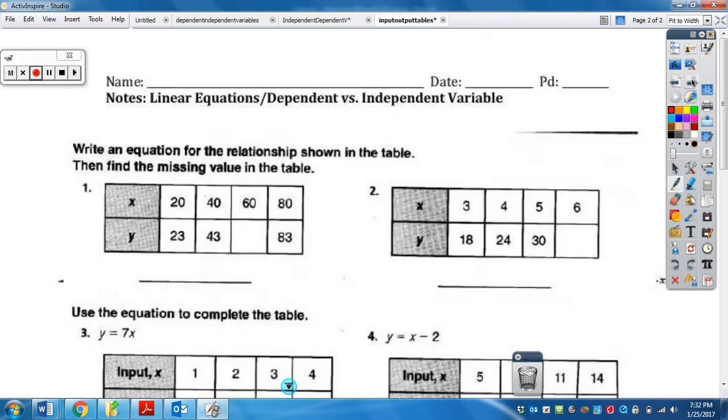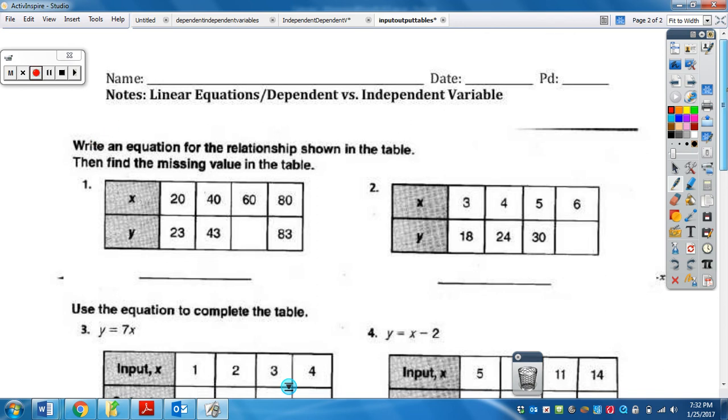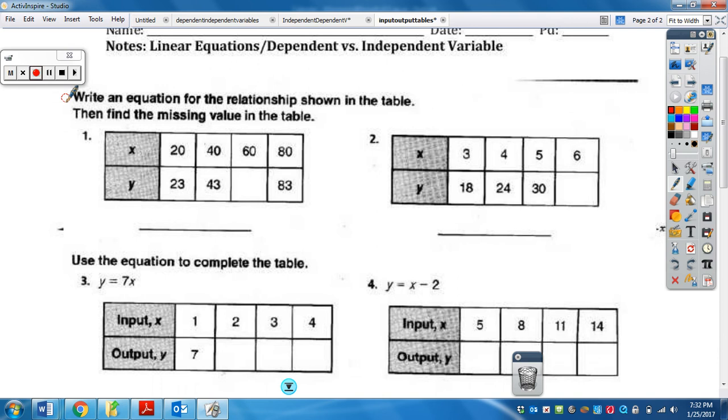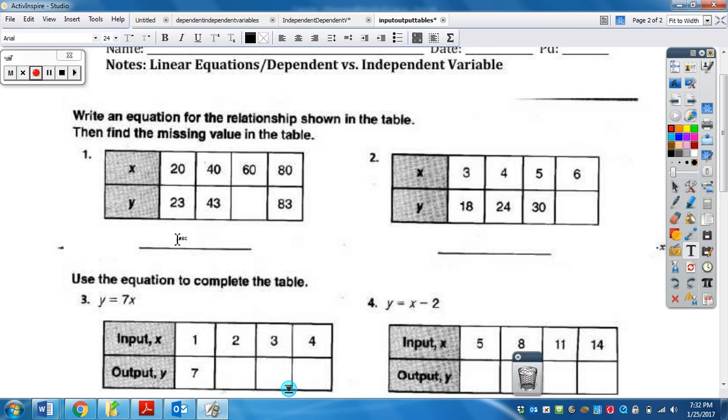So if you turn to the back of your paper, you should see something like this. Now, it says write an equation for the relationship shown in the table, then find the missing values in the table. So basically what we want to do is write an equation that says y equals something, because our equations always start with y equals. So I know that y equals, and then my job is to find the pattern. How am I getting from this x to the y?